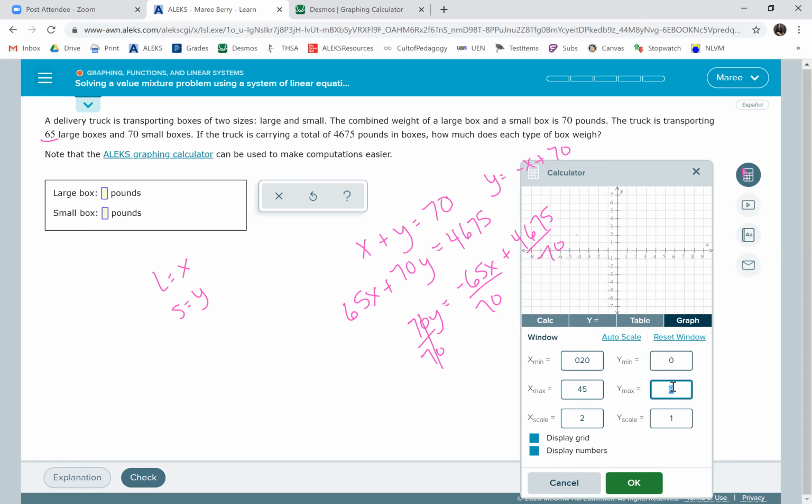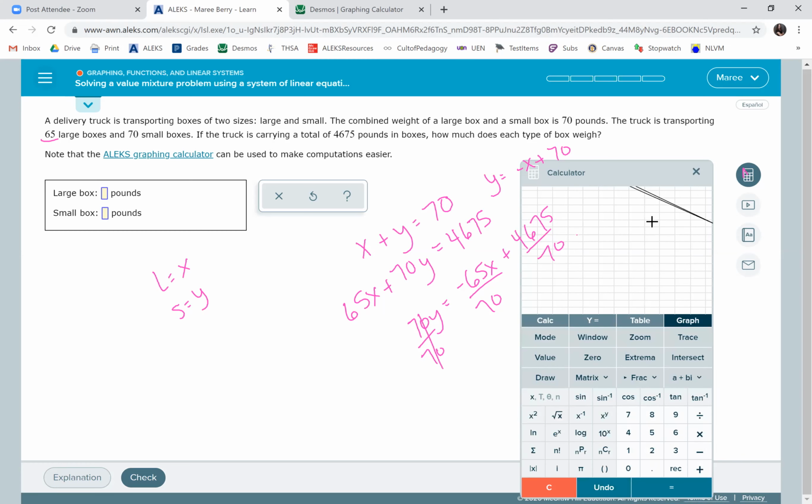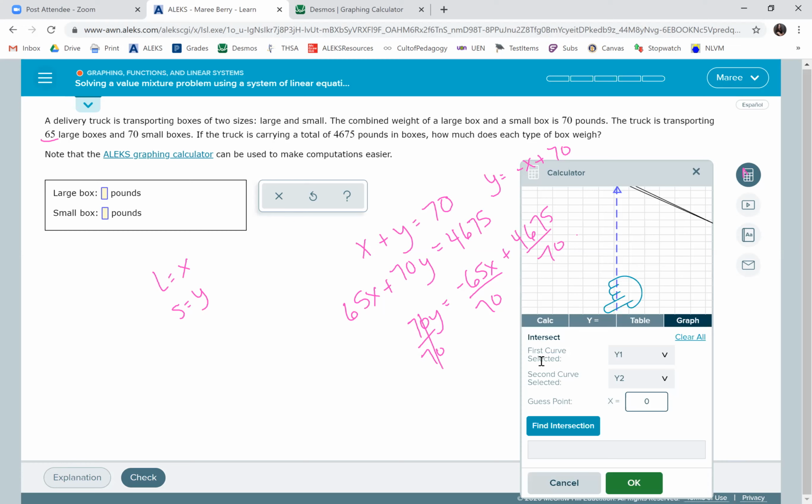What was it? Like 35 or something? I want to display the numbers. How can we? There we go. Oh wait, we do want to display them. Okay, that's it. Where do they intersect? We want our first curve to be y sub 1, second curve to be y sub 2, guess point, yes. Okay, there we are, 45, 25. I forgot we could just do the intersect function. Awesome. So X, the large box, was 45, and the small box was 25.